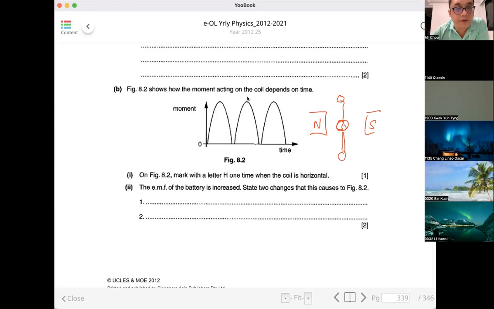So at which part of this graph is the coil horizontal? Oh, sorry, this is not horizontal. Sorry, this is vertical. Let me redraw again. Horizontal is like this. In this case, current is moving cross here and a dot here. So at which part of the graph will the moment be the greatest?